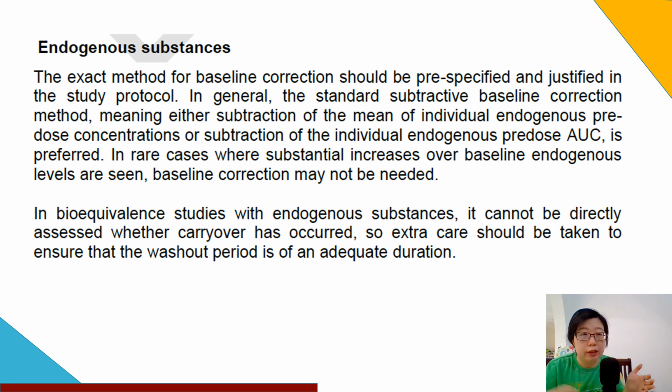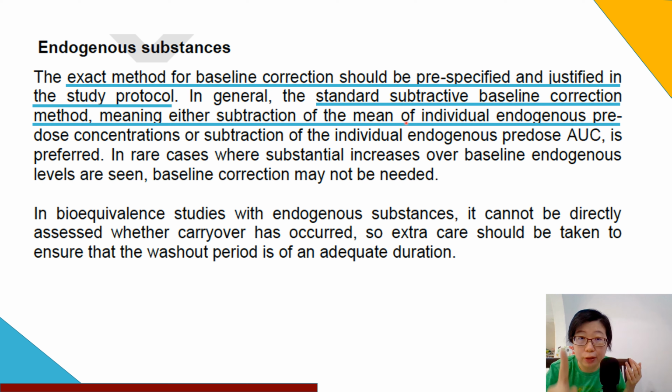A little bit more detail on the endogenous substance about the correction. The exact method of correction should be specified in the guideline before it's being done. The easiest general way is the subtractive baseline correction, basically just minus off the baseline, but you need to decide whether the subtraction is based on the person, each individual, or based on the mean of the individuals that you're looking at. This is something that you have to decide first, right? So this is the preferred method.